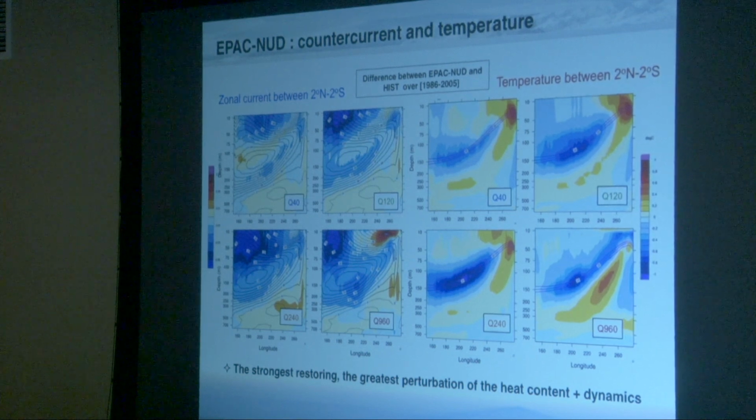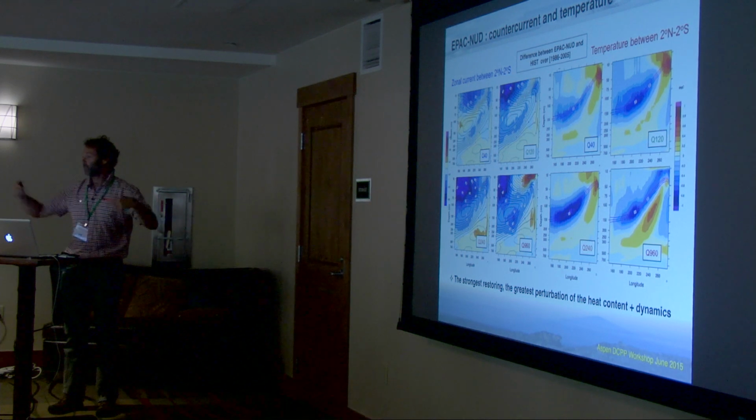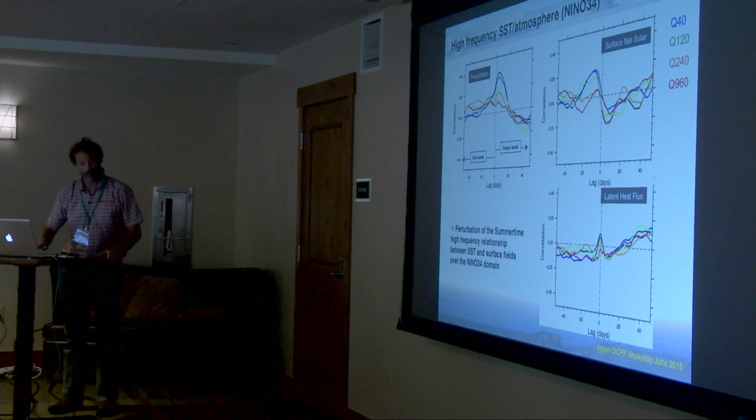So this can change also. This is going to lead to some spin-up of your model, because the heat storage in the equatorial band will be different from the historical simulation, and then it starts to propagate in the run. I'm going to skip this one.